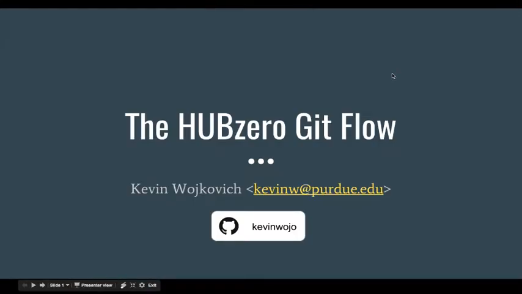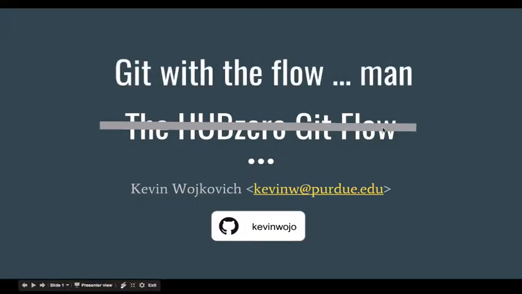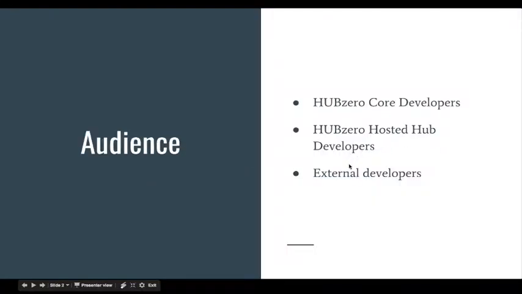Today we're going to talk about the external contribution process and how you introduce your changes if you have a supported hub or if you want to make an open source contribution to our core distribution. The title of this presentation was the Hubzero Git Flow, or as I really wanted to call it, Git with the Flow Man. Just a little funny humor there.